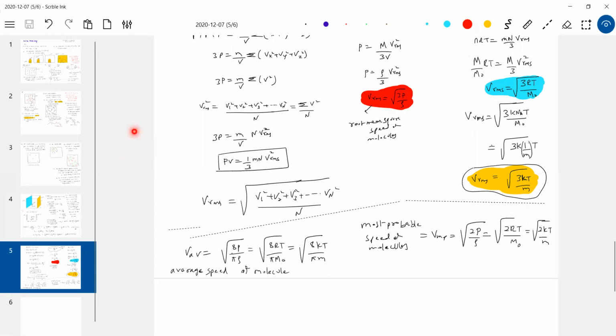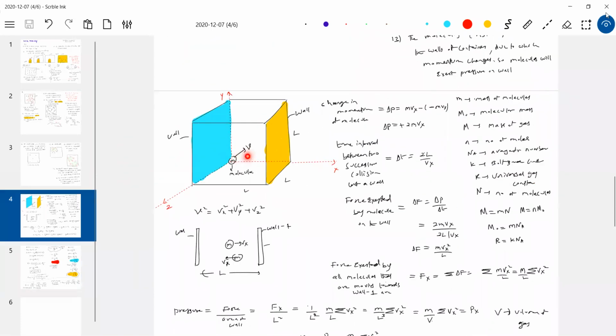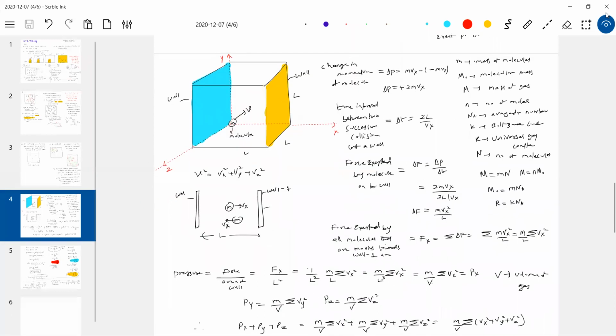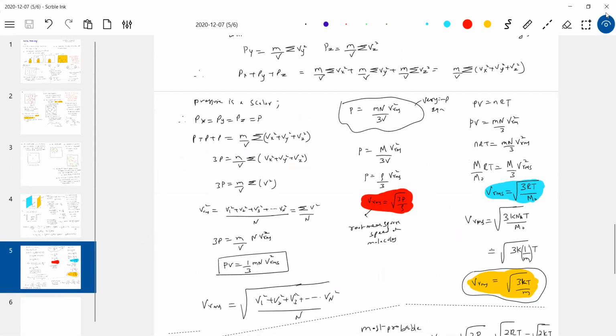Suppose molecules are moving. Can we stop a molecule and measure its speed? Not possible, we can't do that. Can we take one molecule as reference, measure its speed, and express the pressure of the gas in terms of the speed of that molecule? Not possible, we cannot take a single molecule as an observation. These are the problems we are going to face. Therefore I brought VRMS. So what is VRMS? We don't know, but we are able to express pressure and temperature.